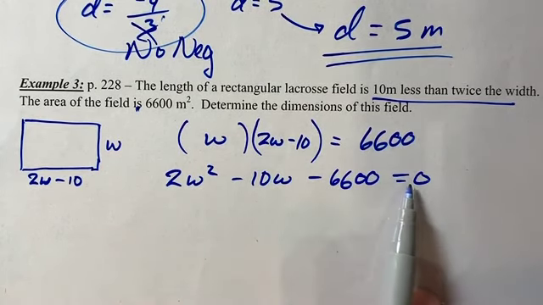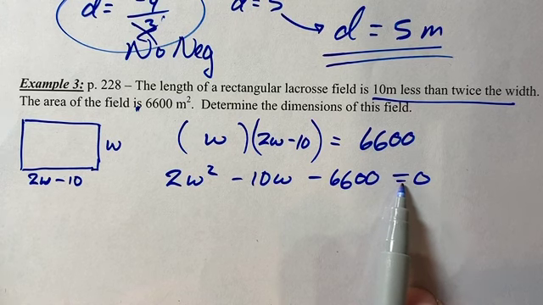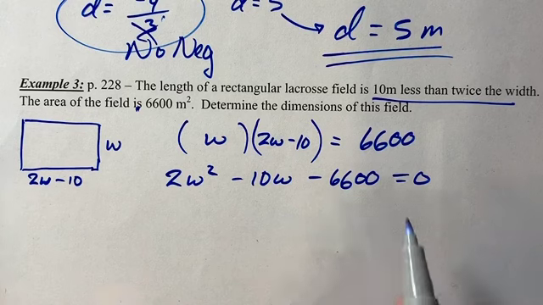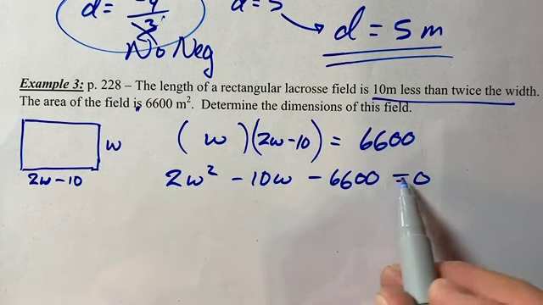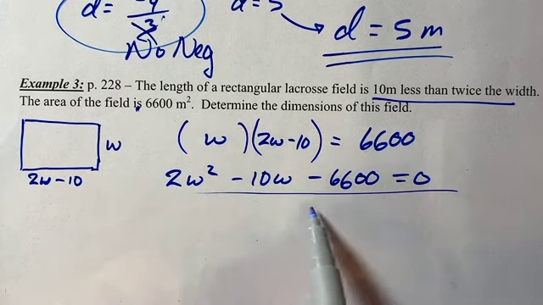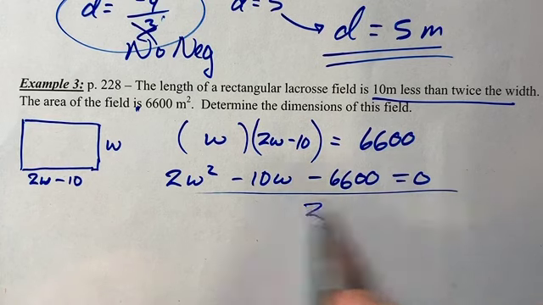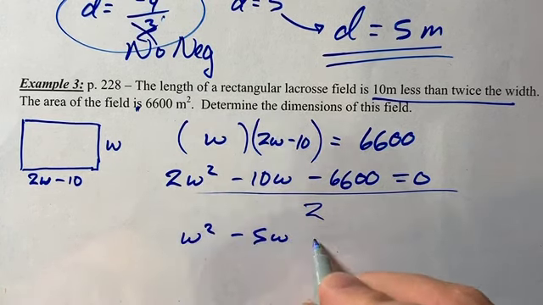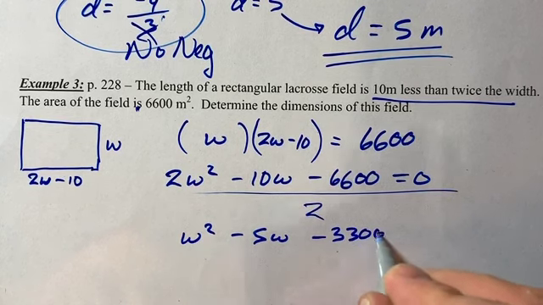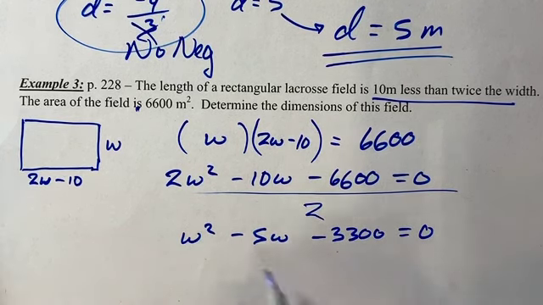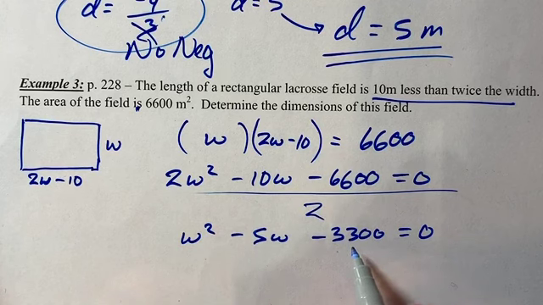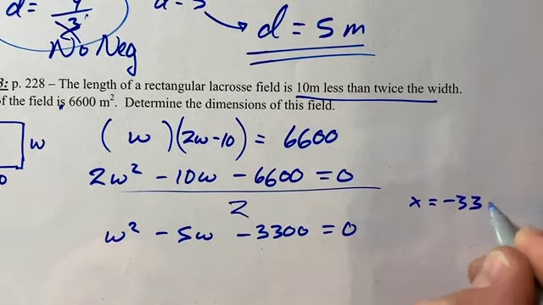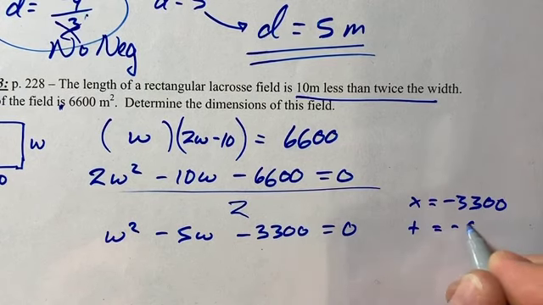Why do I want that over? Because I want it equal to 0. Remember the zero product. If I can factor into two products equal to 0, I can solve. These are all divisible by 2, but you know what? It's an equation. Divide everything by 2. Instead of factoring it out, why don't we just divide by 2? W squared minus 5W minus 3,300 equal to 0. Can I factor this? Two numbers that multiply to negative 3,300, and they add up to negative 5.